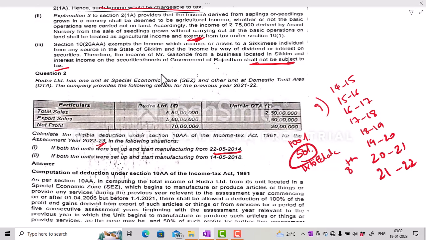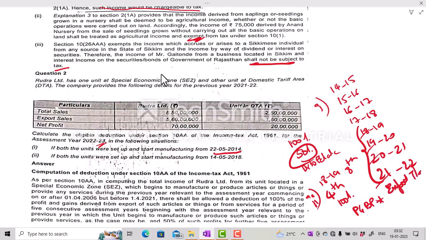If it is the second case, it is started in 18. So 18, 19. So calculate from here. 1, 2, 3, 4. In the second case it is the 4th year. So it is in the first 5 years. So 100% of PGBP into export turnover divided by total turnover will be the eligible deduction.